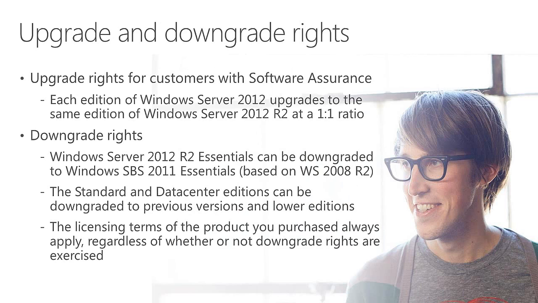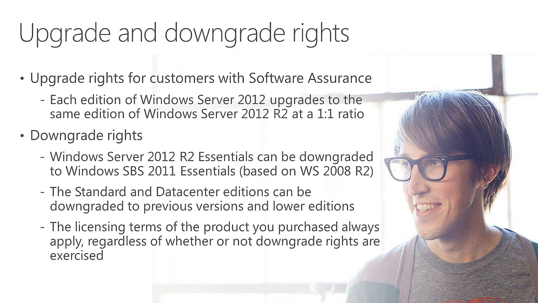Next, I wanted to talk about upgrade and downgrade rights. Upgrade rights is actually pretty simple. If you have software assurance, each edition of Windows Server 2012 upgrades to the same edition of Windows Server 2012 R2 at a 1-to-1 ratio. So no magic, nothing special. We actually kept it very simple in this go round, which is wonderful, because we don't always do that.